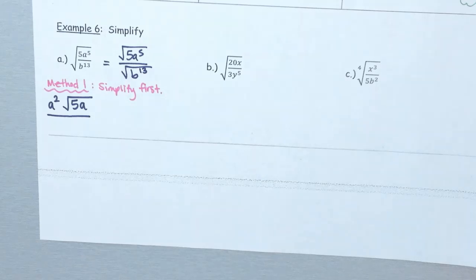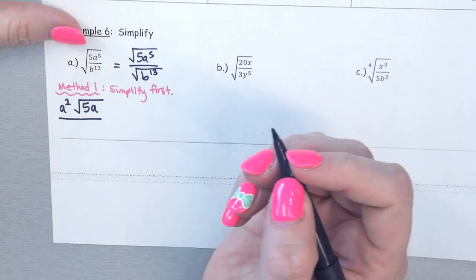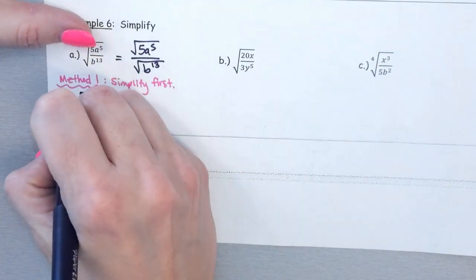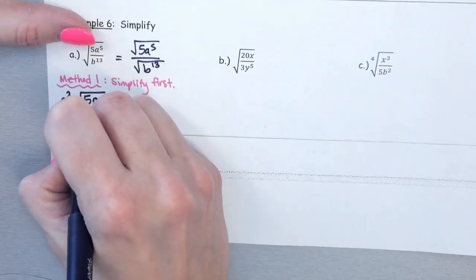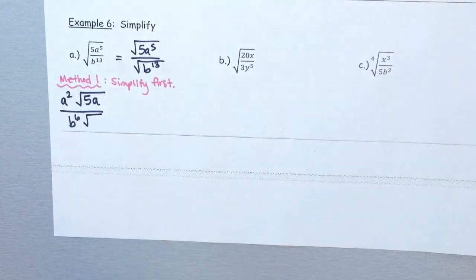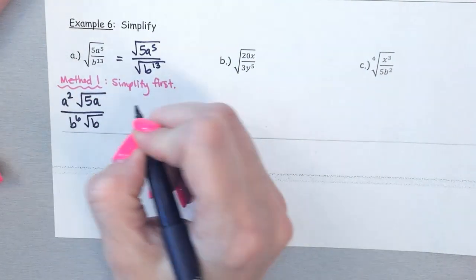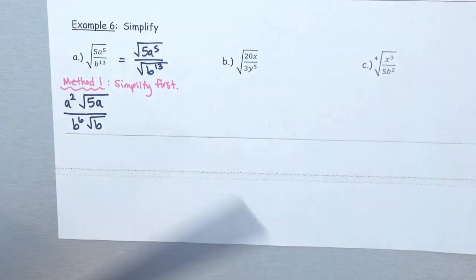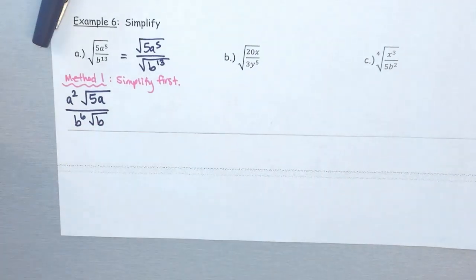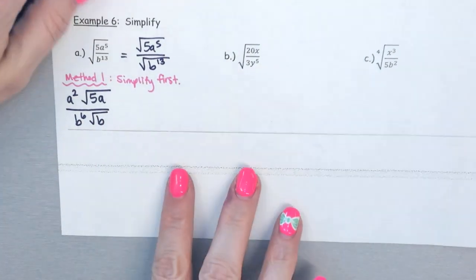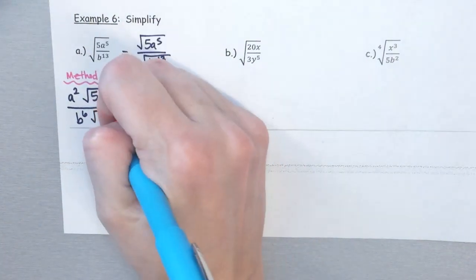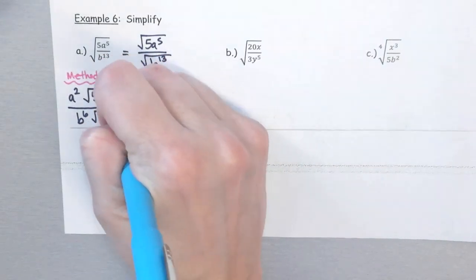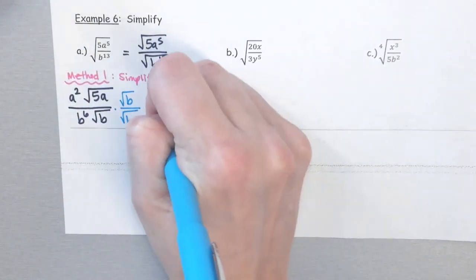All right, and then 2 goes into 13 how many times? Yep, so it's b to the 6. And then the square root of b because there's 1 left over. Okay, so if you simplify first, this is the square root. So we said if the denominator is the square root of b, we're going to multiply by the square root of b over itself.